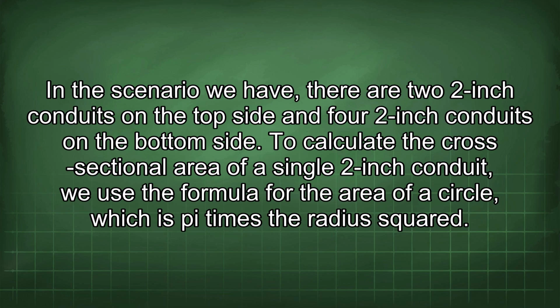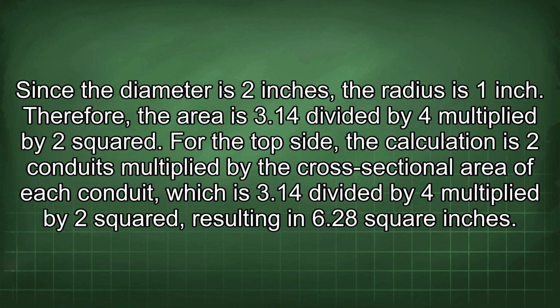To calculate the cross-sectional area of a single 2-inch conduit, we use the formula for the area of a circle, which is pi times the radius squared. Since the diameter is 2 inches, the radius is 1 inch. Therefore, the area is 3.14 divided by 4 multiplied by 2 squared.